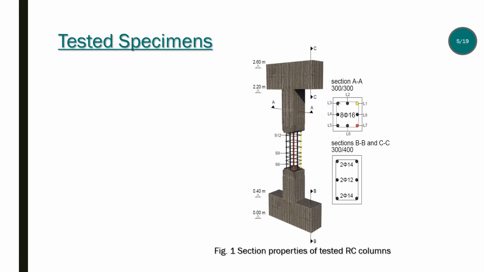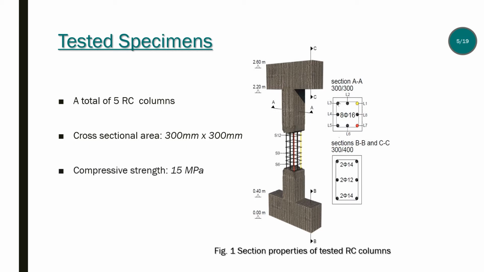This experimental study was conducted on a total of 5 reinforced concrete columns. The specimens had same sectional and material properties. The cross-sectional area of the specimens was square and its size was 300 times 300 millimeters. The compressive strength of the concrete was 15 megapascal and the reinforcement layout is shown here.